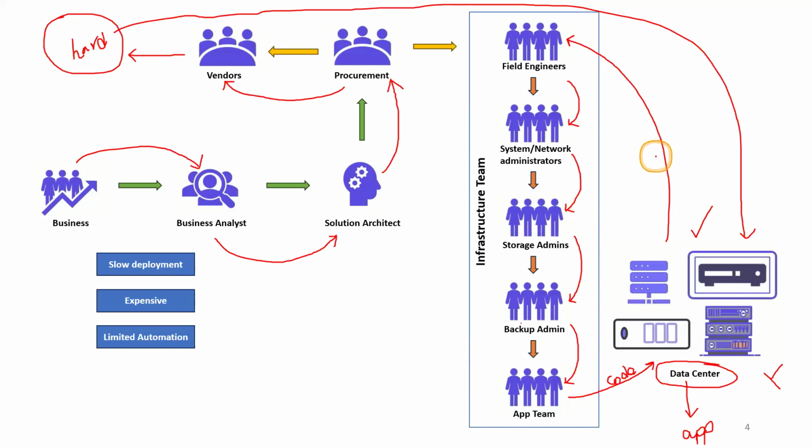Limited automation I'm calling, because some aspects can be automated, but most of the aspects cannot be automated at all. So this is called limited automation. So that is one more thing.